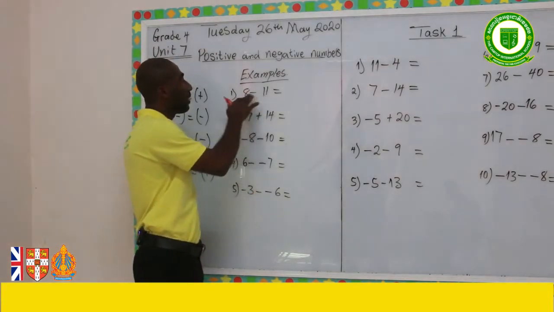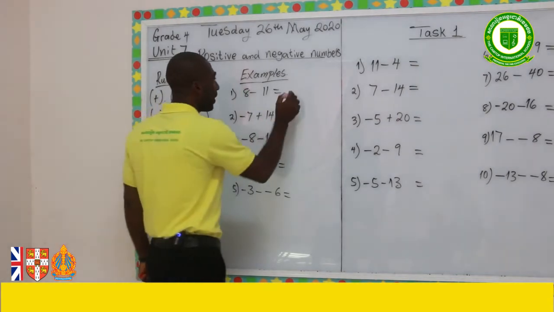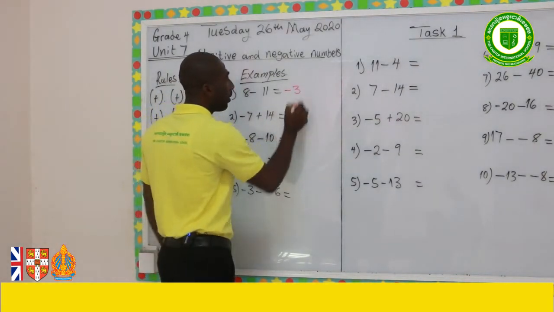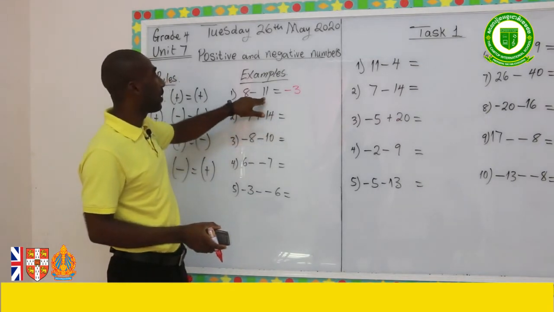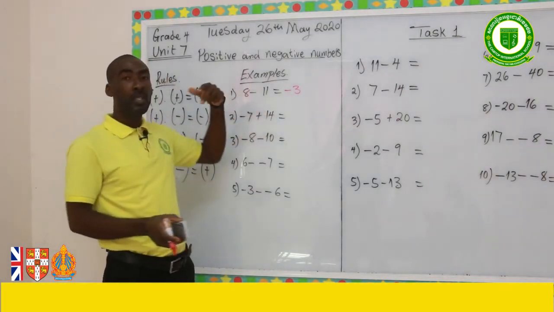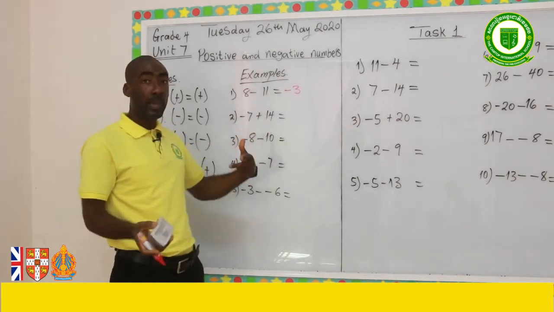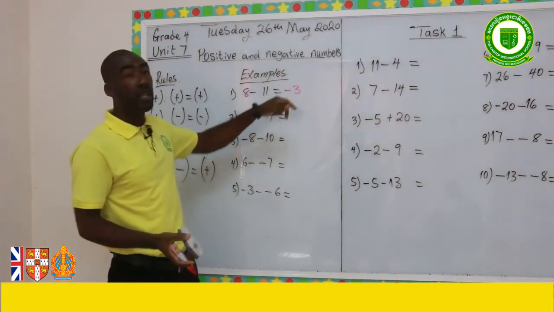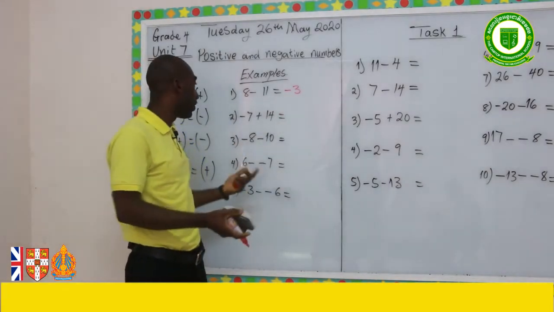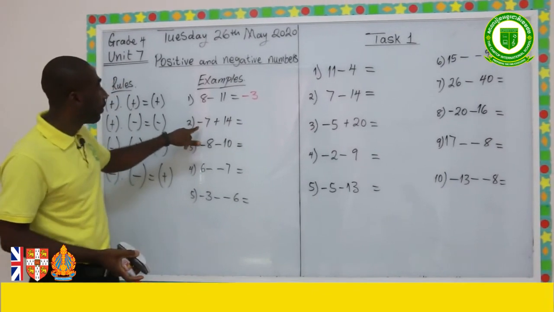So what is 8 minus 11? That is going to give us minus 3. It is minus 3 because our debt, our negative sign, goes with a bigger number. So whenever the negative sign goes with a bigger number, it means that your result is definitely going to be a negative result, okay? Now let's look at our second example.